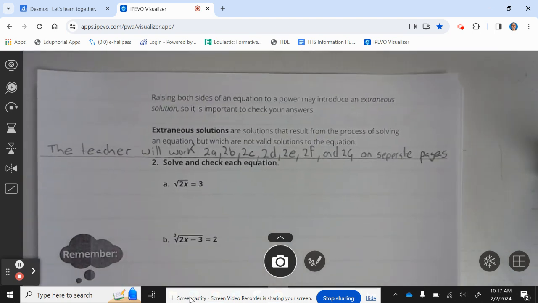Raising both sides of an equation to a power may introduce an extraneous solution, so it's important to check your answers. Extraneous solutions are solutions that result from the process of solving the equation, but which are not valid solutions to the equation. The teacher will work 2a, 2b, 2c, 2e, 2f, and 2g on separate pages.